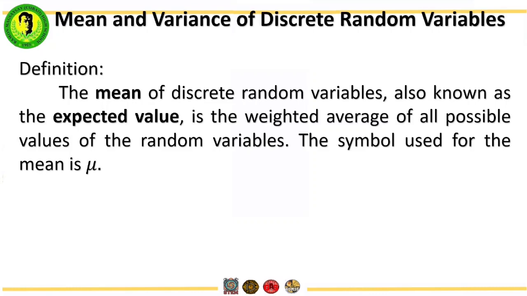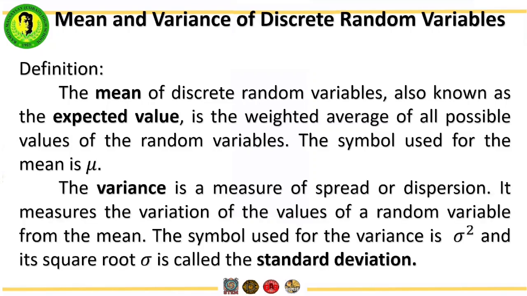It is the weighted average of all possible values of the random variable. The symbol for this is mu. This Greek alphabet, we call it mu, and this is the symbol for mean. Mean for population, mean means the average. So the average of all the data.